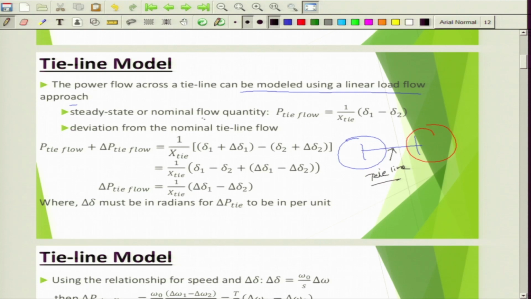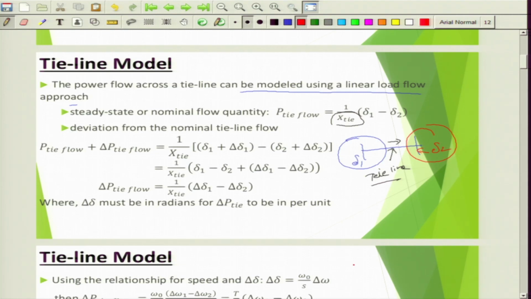So you can see a steady state or nominal flow quantity. The power flow happening in this tie line can be obtained by 1 by XTI, where XTI is the line reactance of this tie line, multiplied by the phase angle difference between the buses. This is delta 1, and this is delta 2. Based on the phase angle difference, the power flow happens. Anyway, reactance is a fixed quantity.